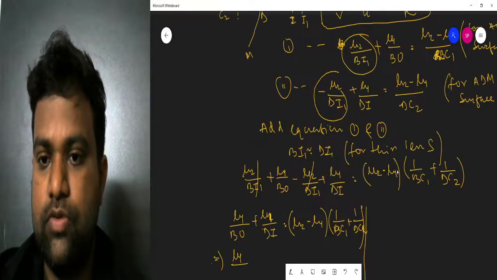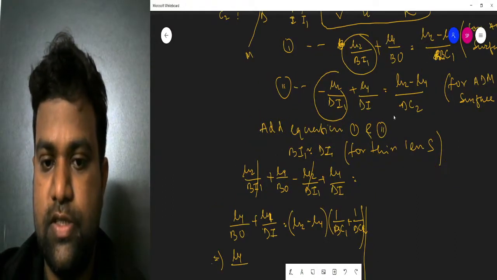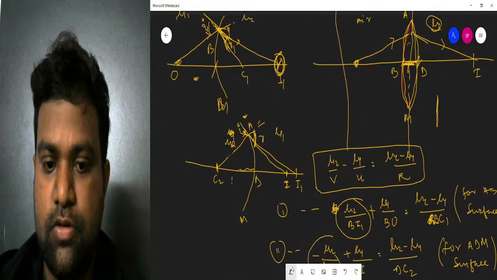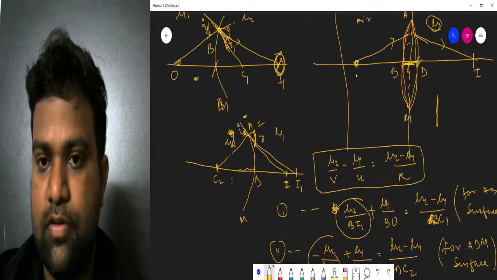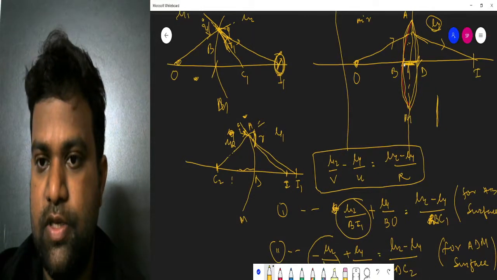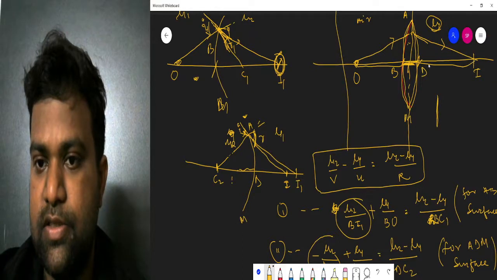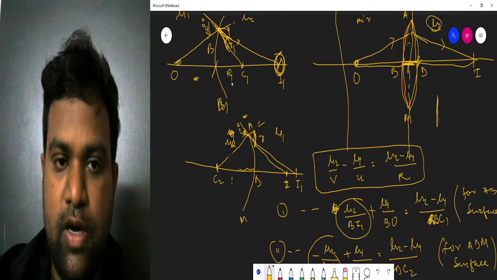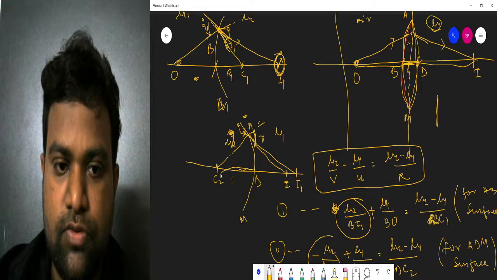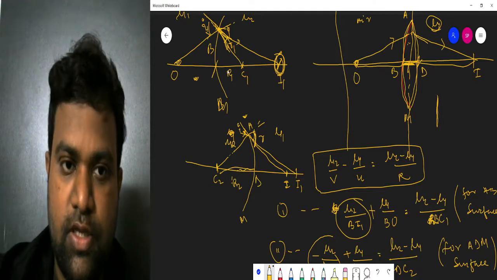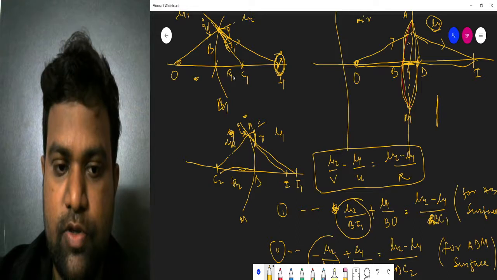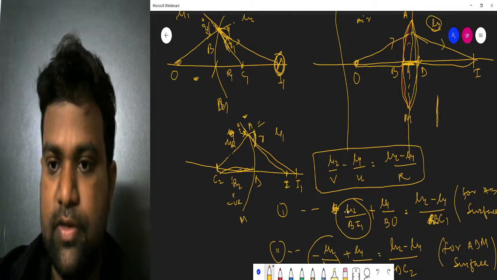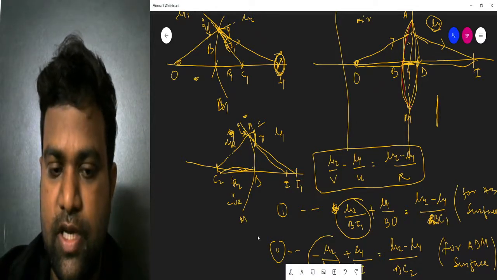I can show you what is bo, what is di we have taken. So this is your o, if you remember. So bo is generally u, di is image, and bc1 is r1 and dc2 is r2. Now see, r1 is the right side, so r1 will take positive, r2 is in the left side, so r2 will take as a negative thing. So this is important sign convention.